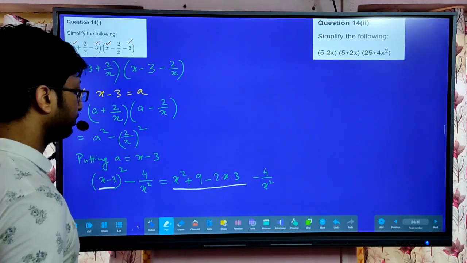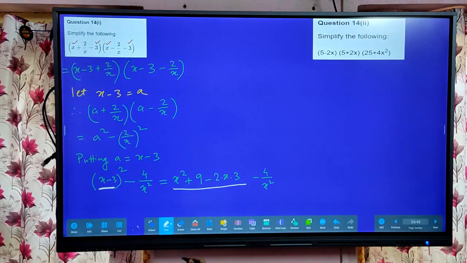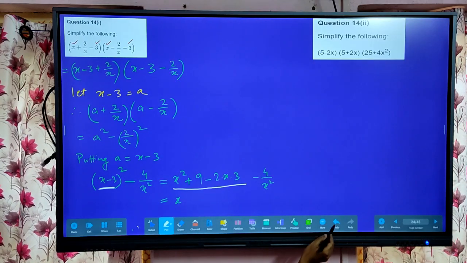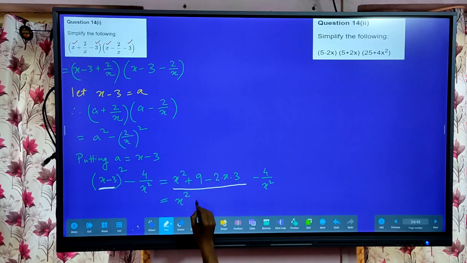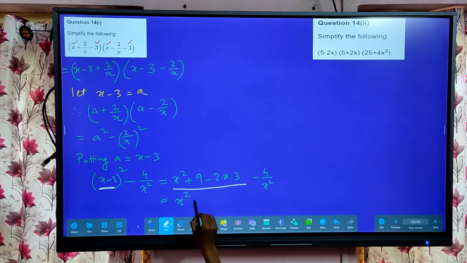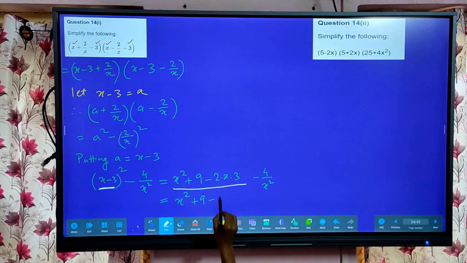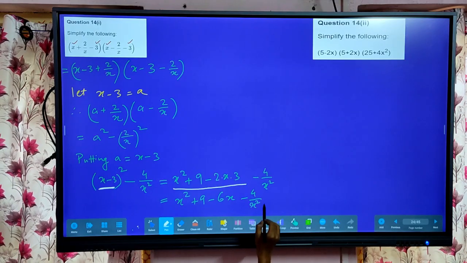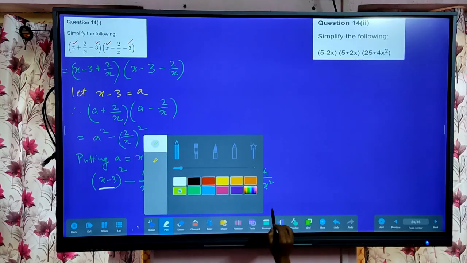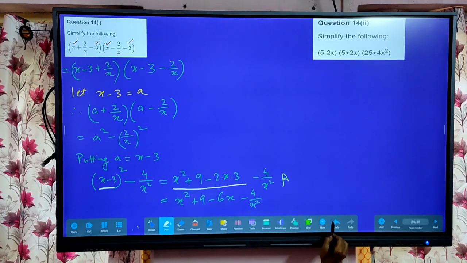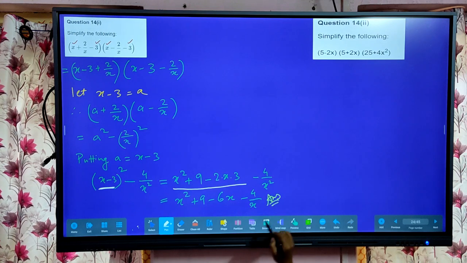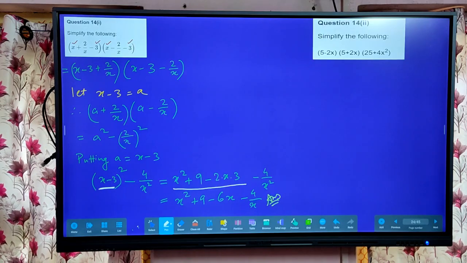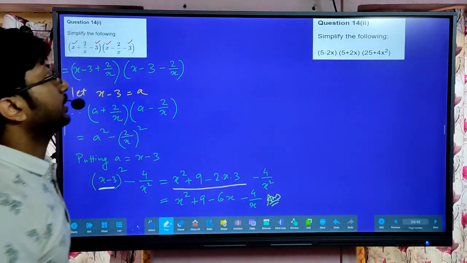So if you do one more step, just a minute, it will be x square plus 9 minus 6x, then minus 4 by x square. So that will be your answer. Okay, this will be your answer. You pause the video, write it down.